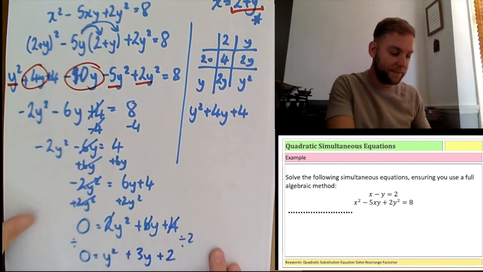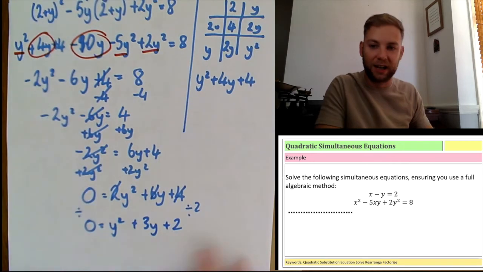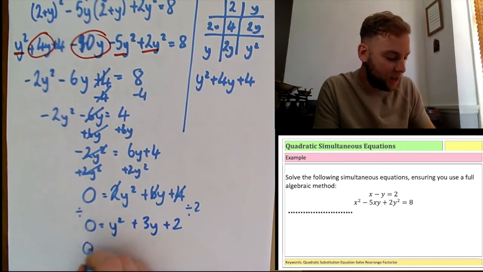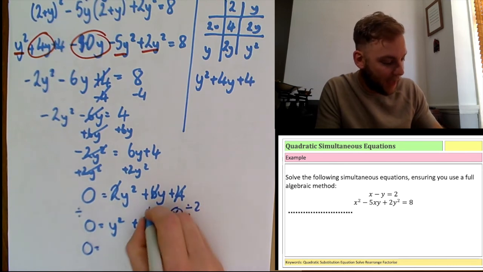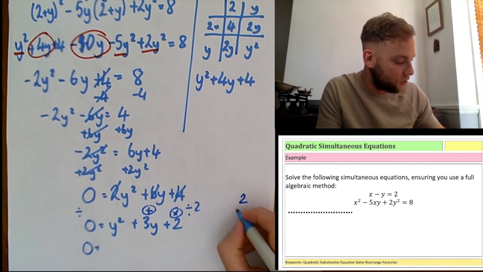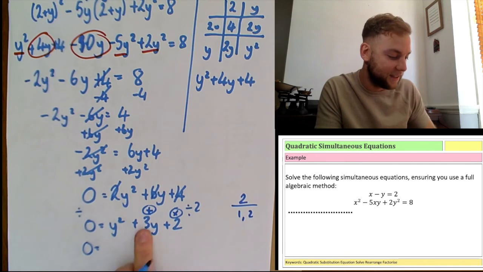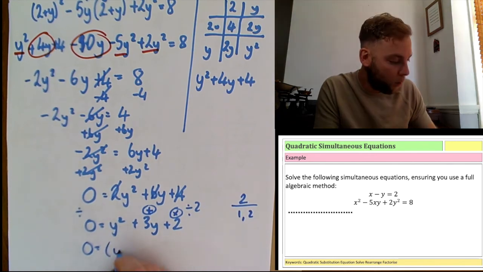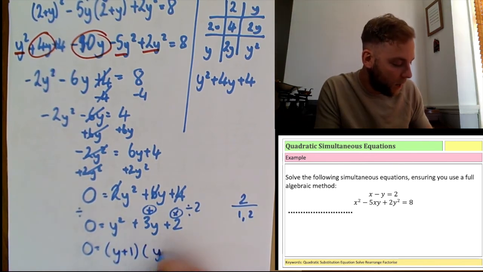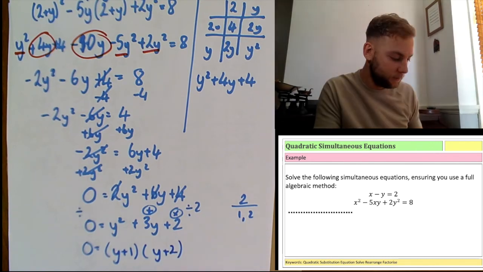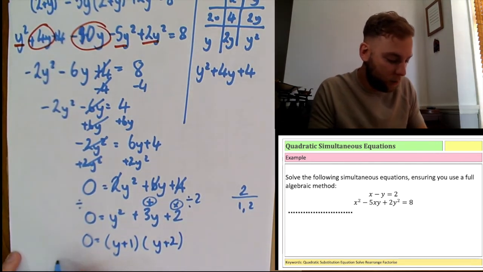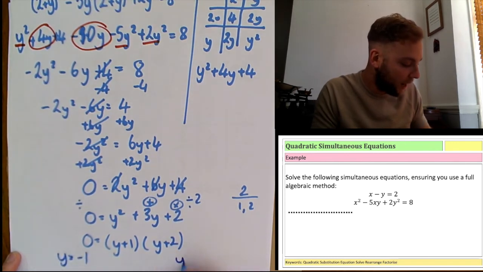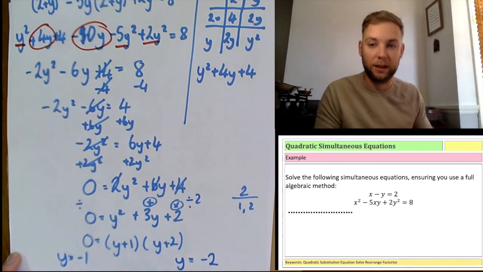Okay, super. And I can see now straight away that actually I can factorize this. So 0 is equal to something that times together to make 2, adds together to make 3. So the factors of 2 are just 1 and 2, which makes sense because they add together to make 3. So y plus 1, y plus 2, super. So I get 2 values. So either y is equal to minus 1 or y is equal to minus 2, like so.